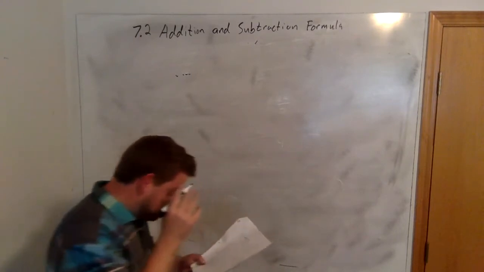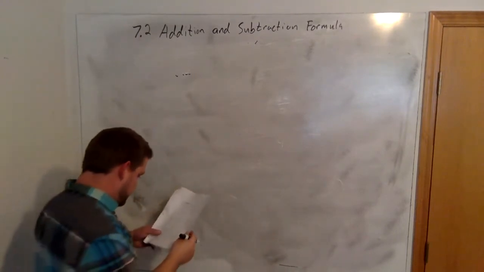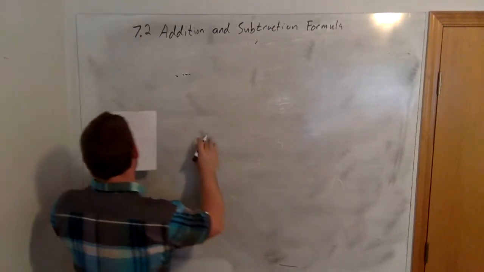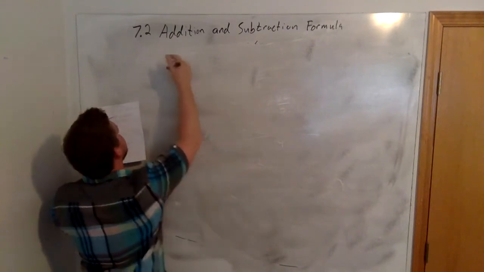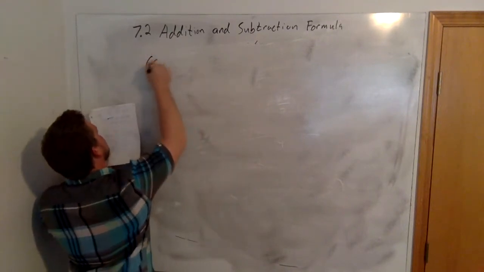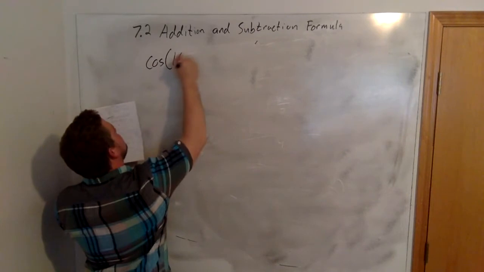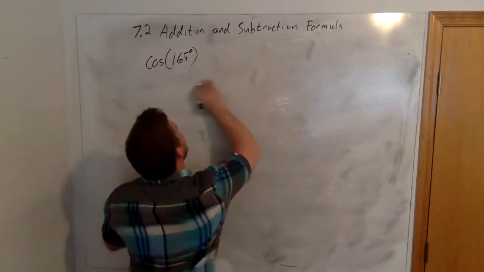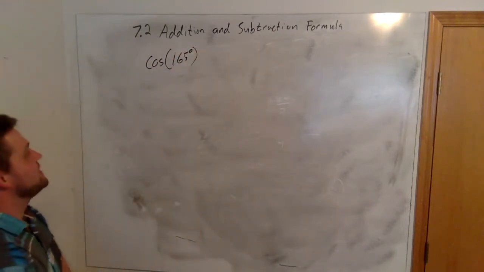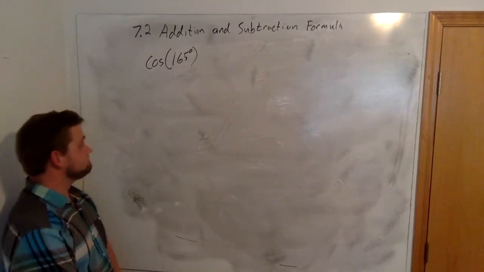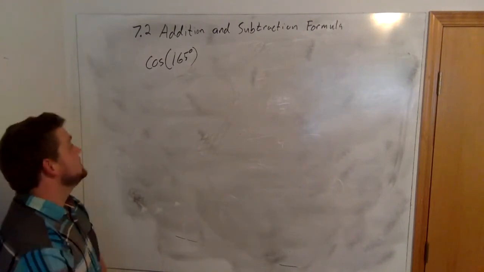Okay, let's say that we wanted to calculate, I don't know, how about we do cosine of 165 degrees. Go ahead and pause the video and give it a shot at doing this one here. Okay, let's do it.